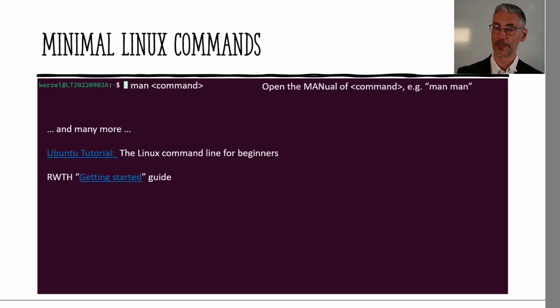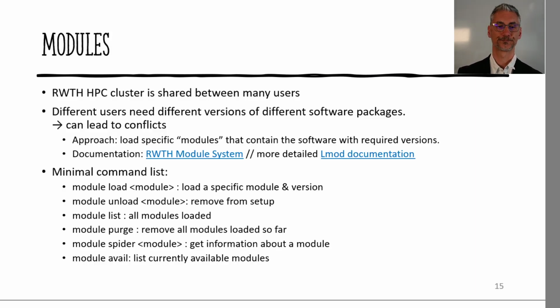If you want to have more information about a command, you can write man for manual, man and then the command name. That opens the manual on the screen. So for example, man is a Linux program, you can write man man, and that would open the detailed description about the program man, giving the manual. There are of course many more commands that you will eventually need, but these should get you started. It's probably a good idea to look at a tutorial. There's one for Ubuntu, but there's also the getting started guide.